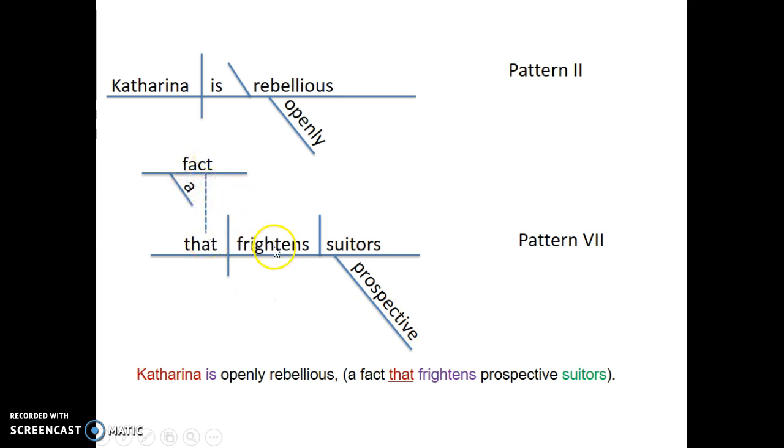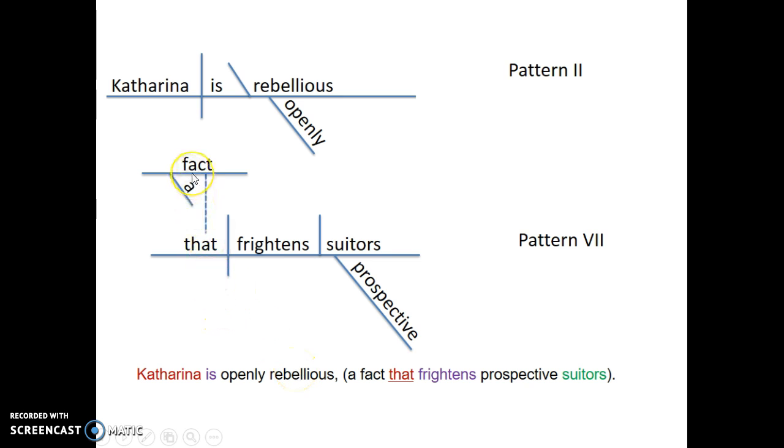So there are separate diagrams, and they're not connected visually in any way. So what you want to do is do the first part of the diagram first. Subject Katharina is a be verb, and rebellious is our adjective with the modifier below. So we have a pattern 2. And then our comma divides, and so we know that we're switching to the appositive here.